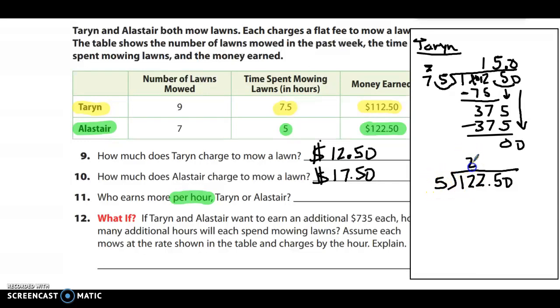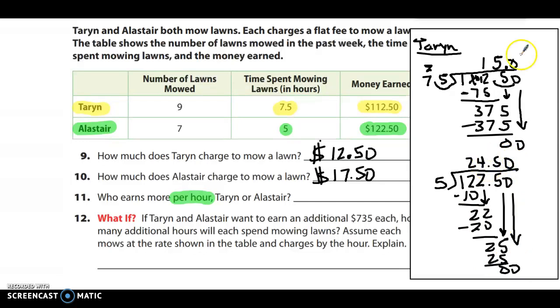5 goes into 12 twice. 2 times 5 is 10. 12 minus 10 is 2. Bring down this 2. 5 goes into 22 4 times. 4 times 5 is 20. And I'm just about done, actually. This division isn't really that hard. 5 goes into 25 5 times. 5 times 5 is 25. 0. 5 goes into 0 0.